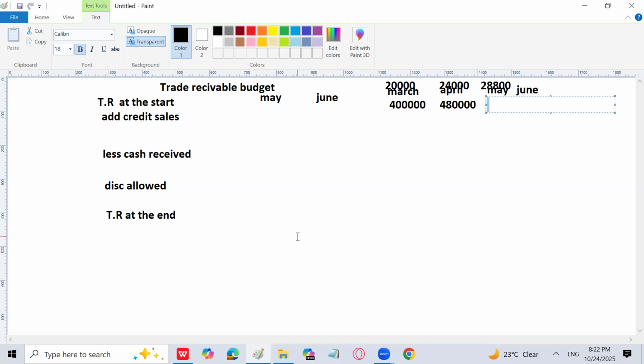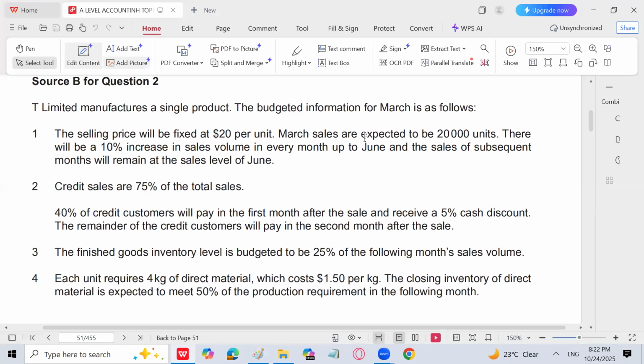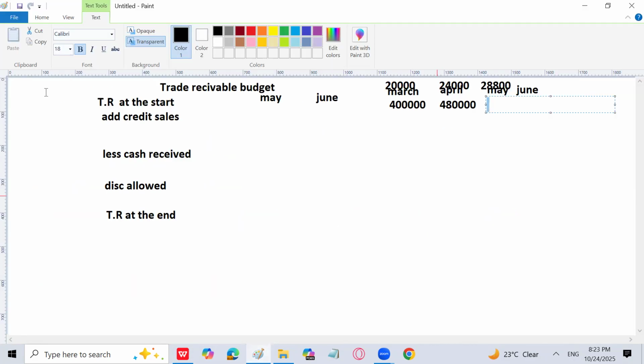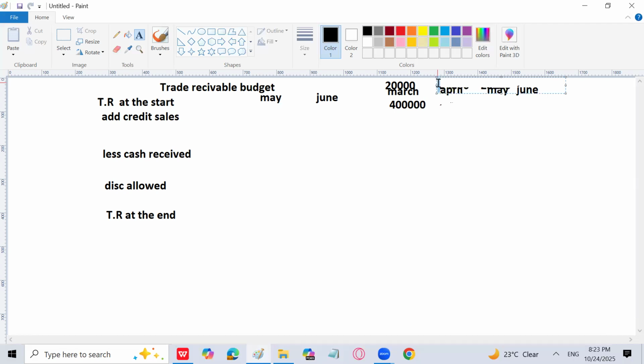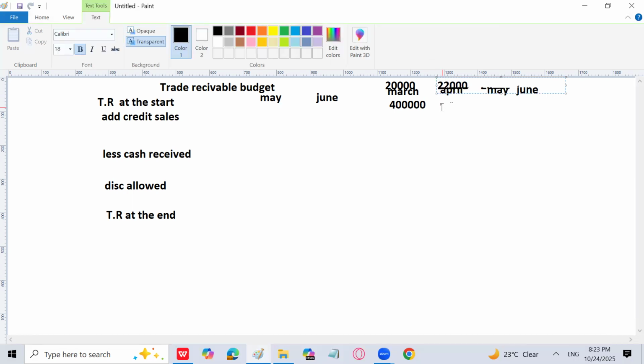I think I have done something wrong. Why? Because the March sales are expected to be 20,000 units and there will be a 10% increase in sales volume. So the increase is not 20%; I'm sorry, the 10% increase is basically 10% of 20,000, which is 2,000, right? I had a little bit of confusion. So 20,000 with a 10% increase becomes 22,000. Then you can multiply it with 20 to get the April sales. That is, I think, 4,40,000.